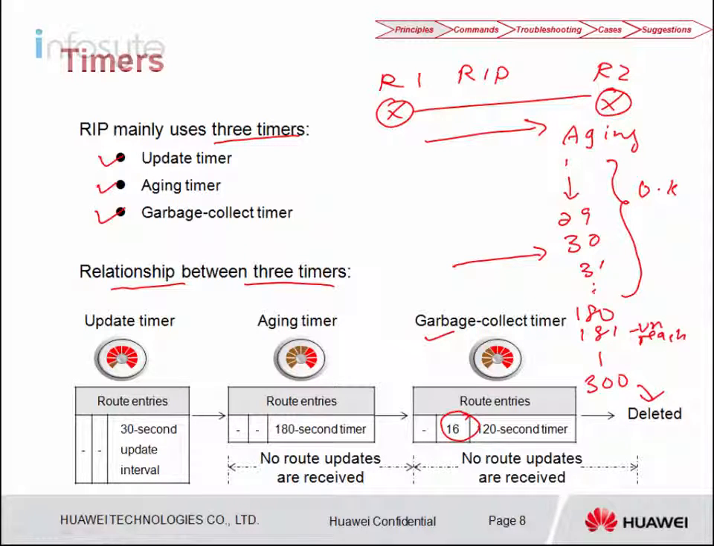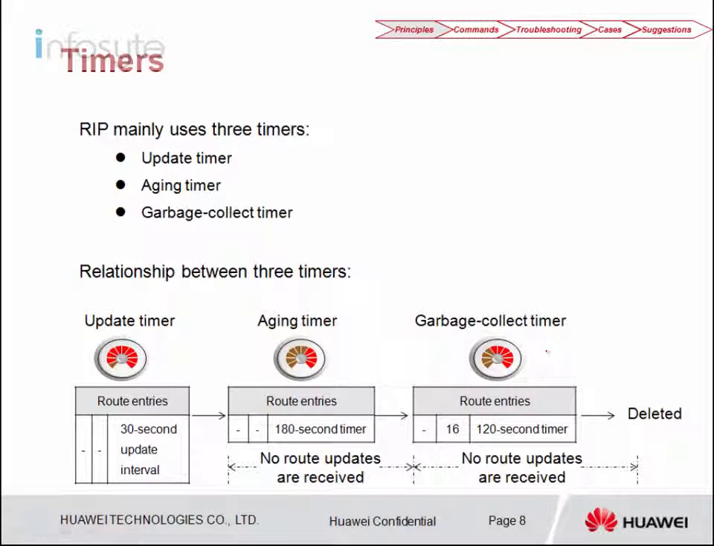So in other words, during the aging from 1 up to 180 the route is reachable, and from 181 to 300 seconds, this route is unreachable but is still inside the database. Right? So these are the relationships among all these timers.